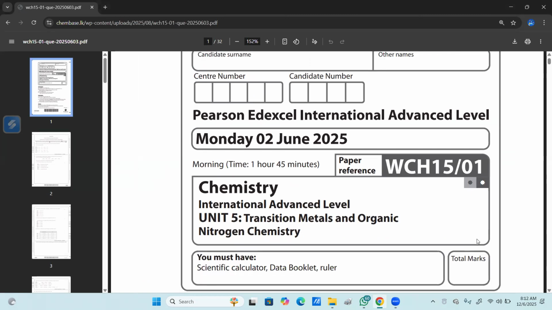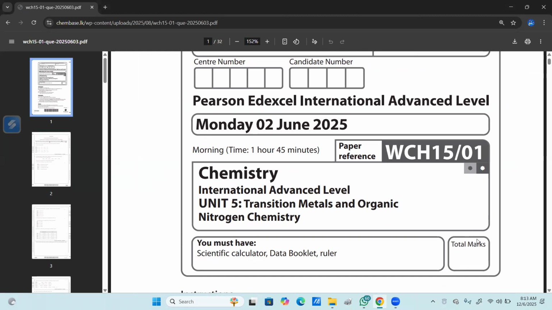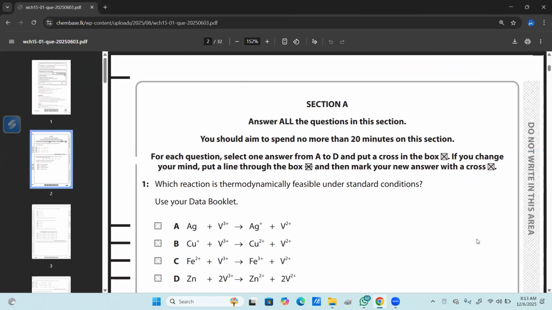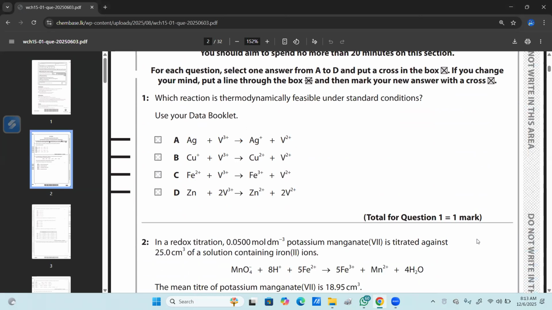Today I'm going to discuss Edexcel June 2025 Unit 5 MCQs. Okay, so the first question is about electrode potential or electrode equilibria. Before starting this, children, we need to know the E0 values. For that you need to use the data booklet.